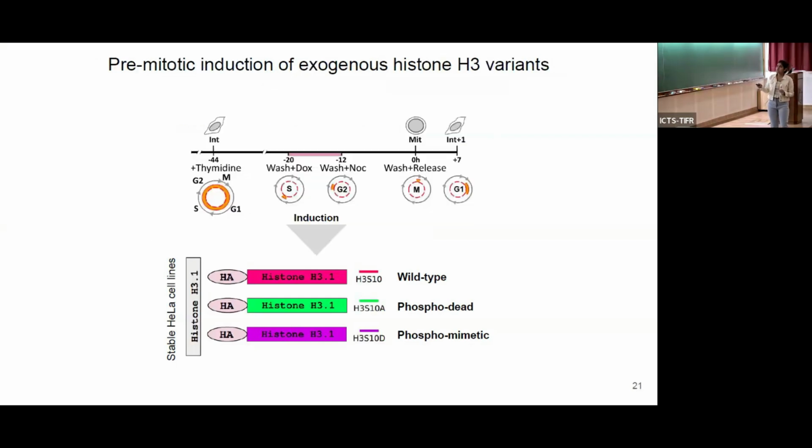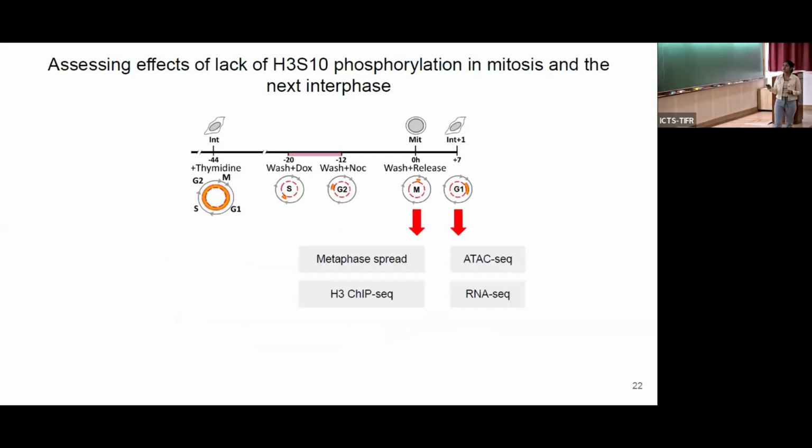And the beauty of this system is, once you have a set timeline of arrest and release, because we want to study in the mitosis or the next interphase how the absence of H3S10p will have any effect. So what we are doing is, only just before the mitosis that we want to capture the data, we are inducing these mutants. Each cell line will express these different mutants, and then we ask what is happening to the compaction in mitosis, and in the next interphase, how the function or the structure might be changing.